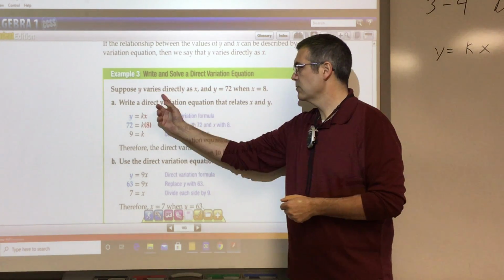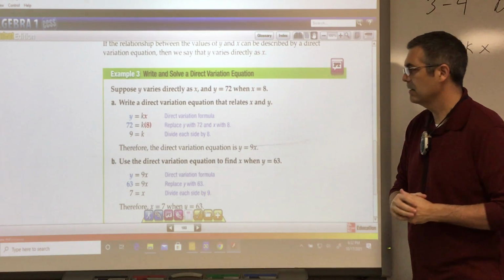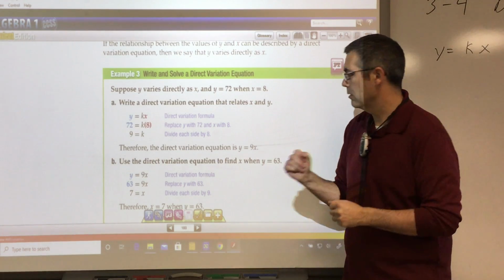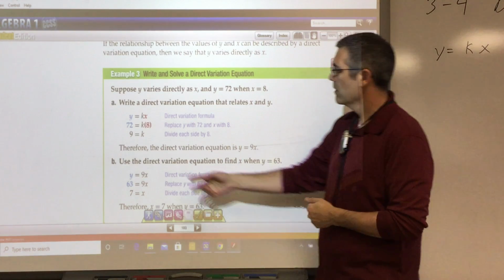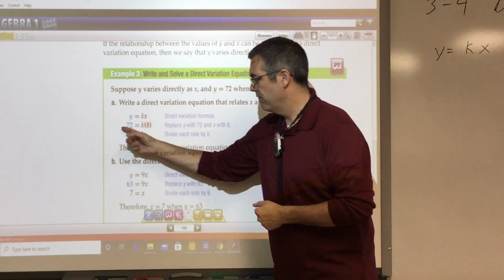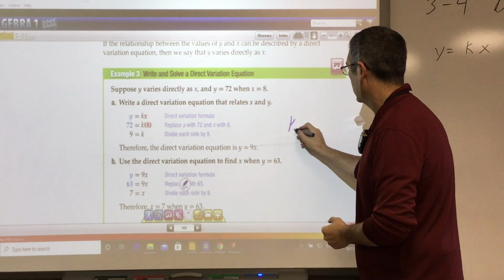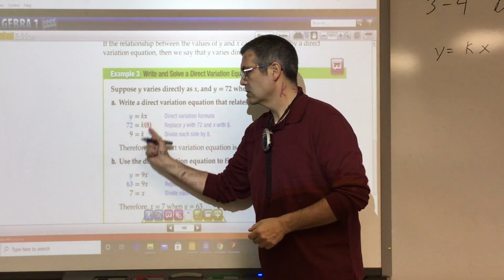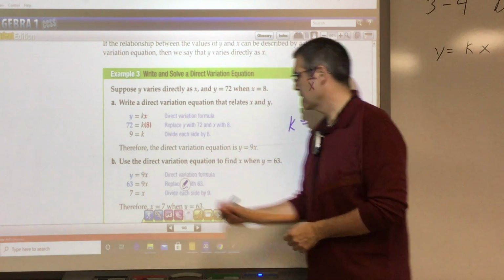Suppose y varies directly as x and y equals 72 when x equals 8. All right, fine. And here's where they're going to show you how that works. Write a direct variation equation that relates x and y: y equals kx, 72 equals k times 8, divide by 8. This is where they show you the formula k equals y over x, because you're going to solve for k, divide by 8 on both sides, that gets you 9 equals k, right?